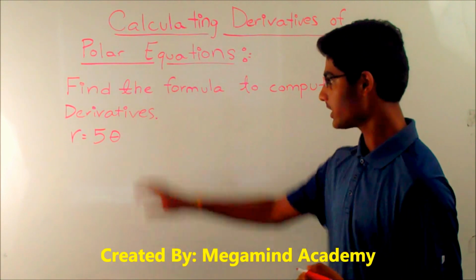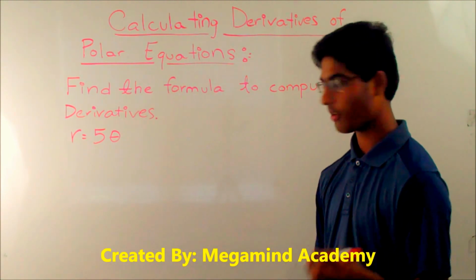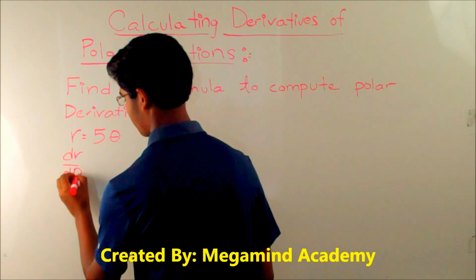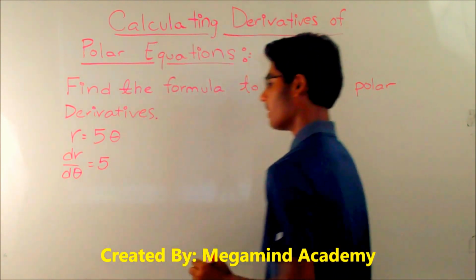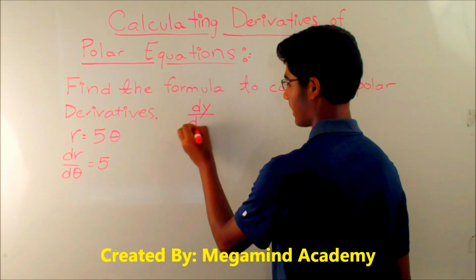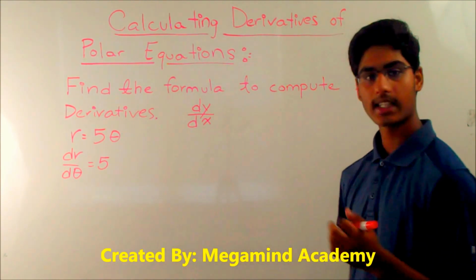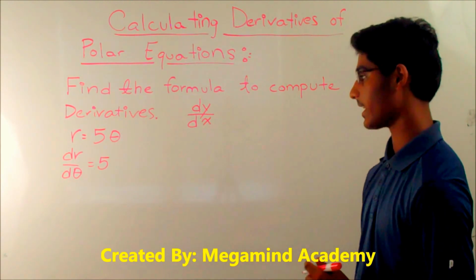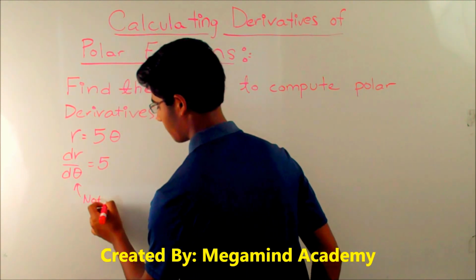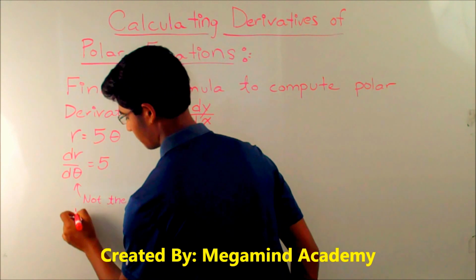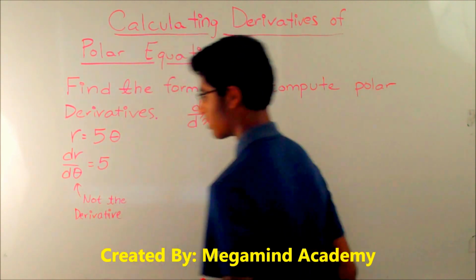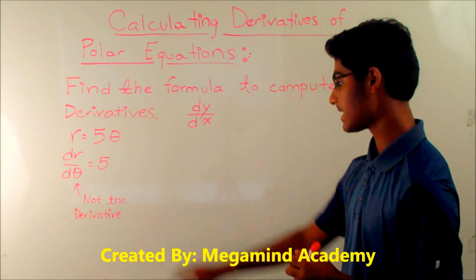Now if we just take the derivative of this, like we would for a regular function in the Cartesian plane, we would get dr d theta is equal to 5. But what is a derivative? Well, a derivative is dy dx. It's written as dy dx. And even when we're dealing with polar equations, we still want dy dx. So that means that this is not the derivative. So we don't want dr d theta, because that's not going to give us the derivative.